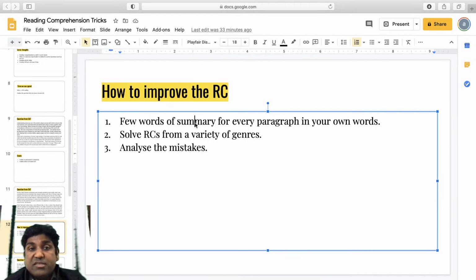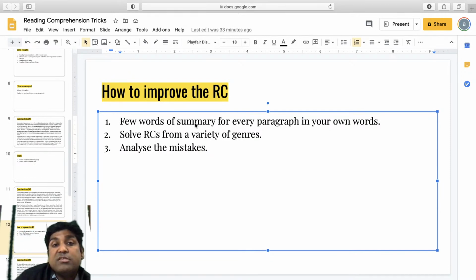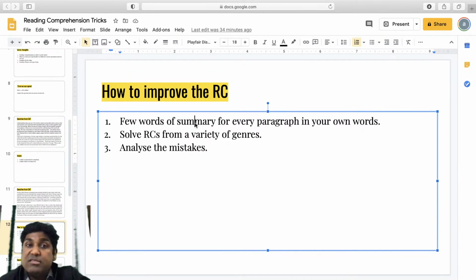Okay, how to improve RCs? How to improve our reading comprehension skills? Write a few words of summary for every paragraph in your own words. If you make a summary for every paragraph using your own words, then you will be able to answer the questions very accurately. What happens is that if you have made a summary or primary purpose of every paragraph in your own words, then you will be able to understand the questions and the options properly, because somebody else has also done it. When people make questions, they also make a summary, they also understand, and then they create options.